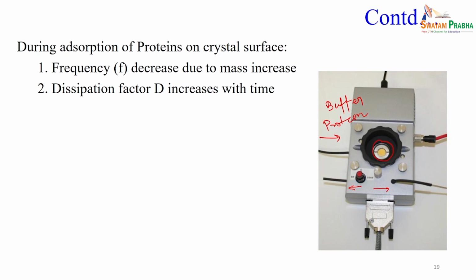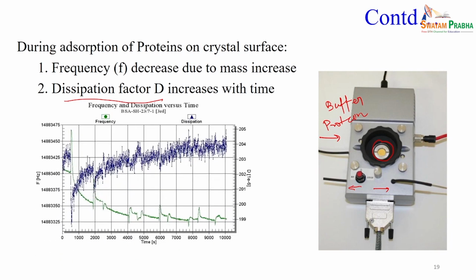So, we are monitoring the frequency. There will be a change in the frequency due to adsorption. Also at the same time it monitors the dissipation factor. The quartz crystal microbalance also monitors the dissipation factor. This is a typical result we get. The green line indicates the frequency is decreasing. What we are doing is passing the buffer here, then passing the protein, it reaches the plateau, then we do washing here, then again we pass the next higher concentration of the protein.